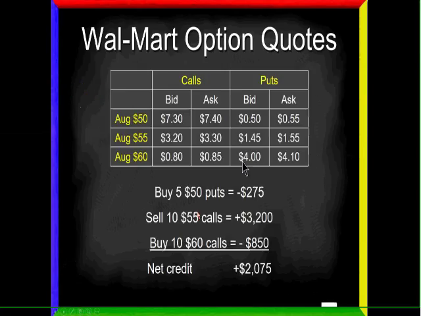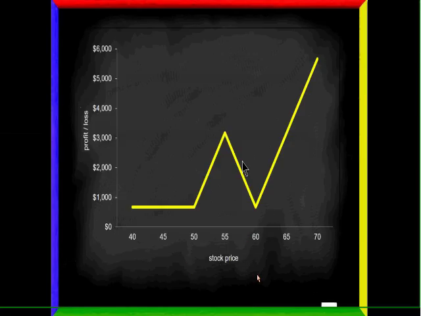So here were the prices at the time. Buying 5 puts cost me $275, and selling the spreads brought in $3,200. And from that big credit, I take that to buy these 60 calls for $850. The total net credit is $2,075, almost $2,100 immediately in his account. What do we do to the profit and loss diagram? We went from that risky red line to this. We can't lose. We still have unlimited upside.